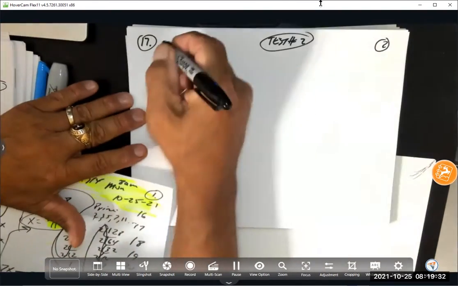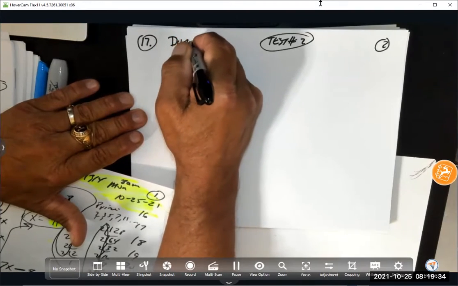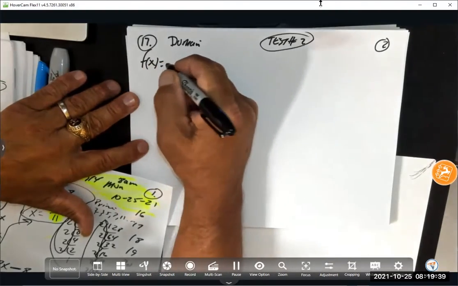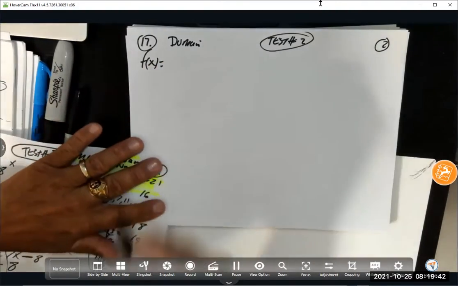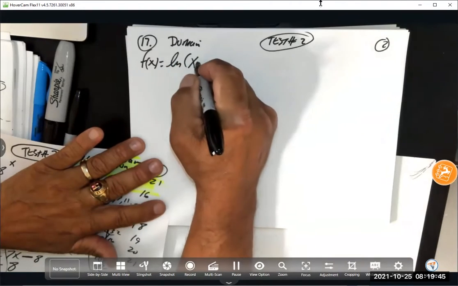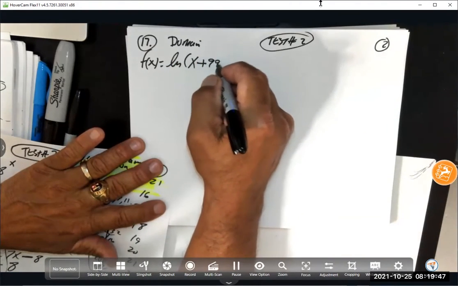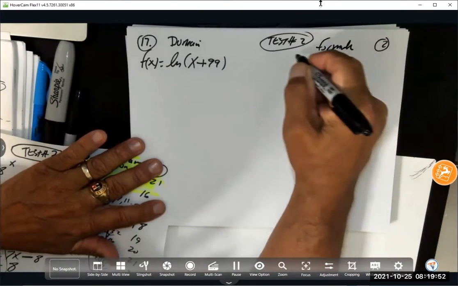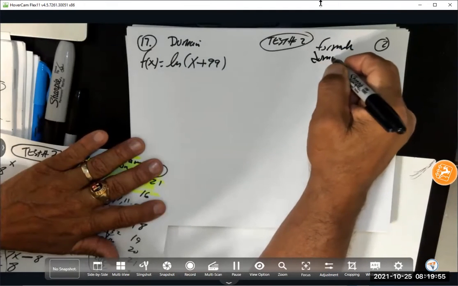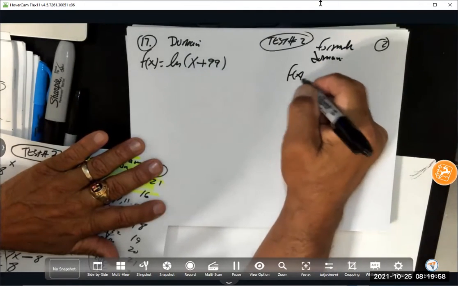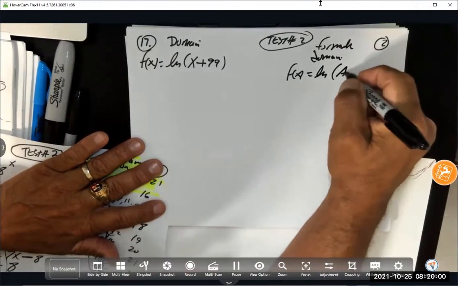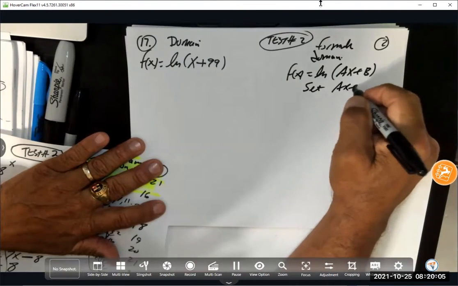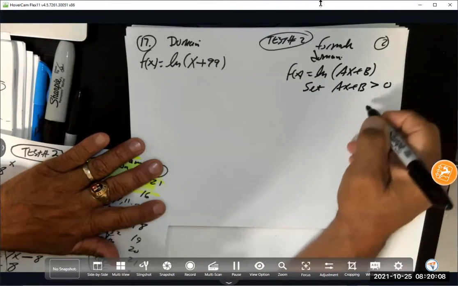Okay, domain. It says, what is the domain? The original problem was f of x, and I'm gonna change it. It's gonna be log of x plus 99 or something. There you go. So there's a formula. Let me write the formula over here. The formula said, if you want to find the domain of a log function, f of x equals log of ax plus b, some generic answer, the way you do that, you set up ax plus b has to be greater than 0 only.